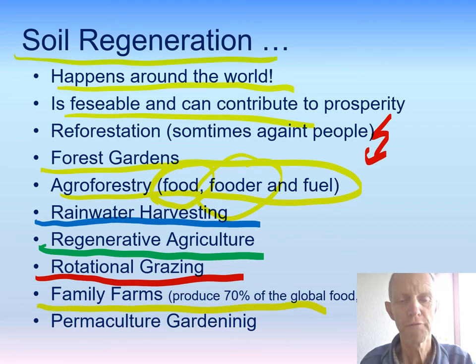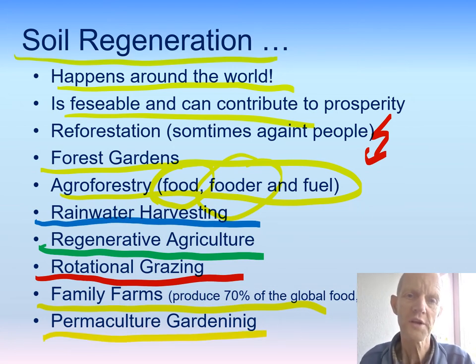We need a lot more family farms, and they produce 70% of the global food today. It's the family farms, not the industrial farms, that feed the world. So we need more small scale, and this is giving good opportunities for local people, can restore the soil, and all in all this can lead to something like permaculture gardening, working a lot with perennial plants, not only having plants that you have to seed every year and that are threatened by weeds, but the perennial food production, like also in agroforestry and forest gardens, can go a long way.